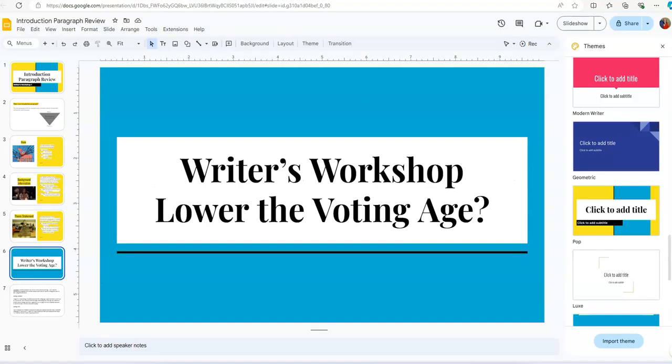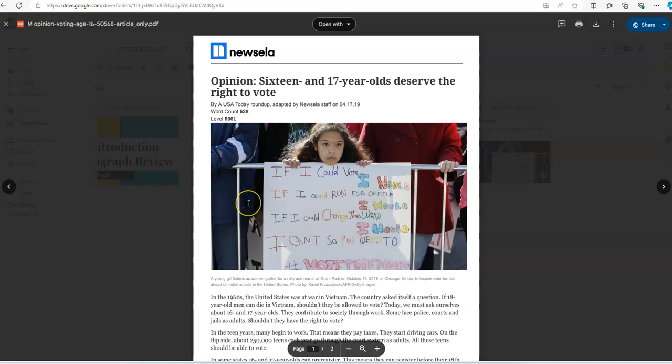Now, on Google Classroom, you are going to find the passage that goes along with your prompt, and we're going to talk about the prompt here in just a second. But before we look at the prompt, I want to read this passage together. Again, this is also posted on Google Classroom, so if you need to refer back to it when it is time for you to write your introduction paragraph, feel free to do that.